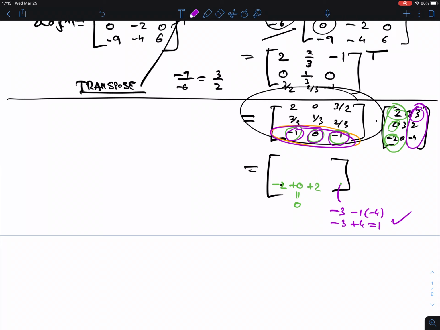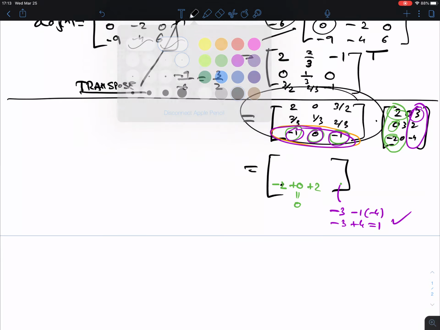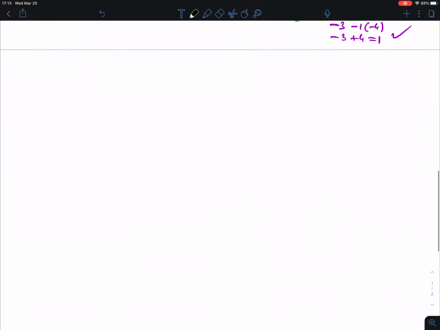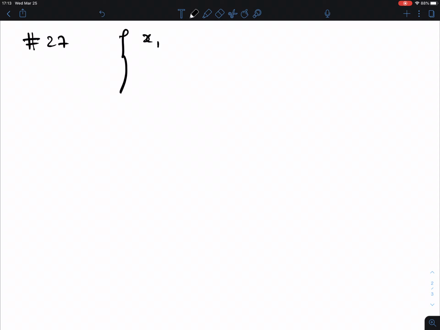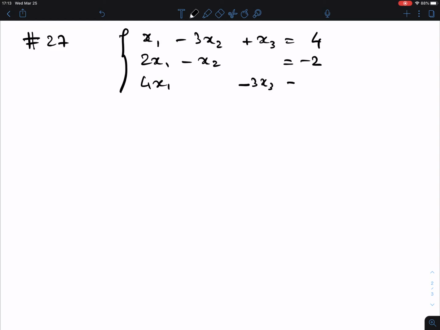Okay, so next question. That was number 27. And this was about Cramer's rule. So we had the 3 by 3 system: x1 minus 3x2 plus x3 equals 4, 2x1 minus x2 equals negative 2, 4x1 minus 3 times x3 equals 0.